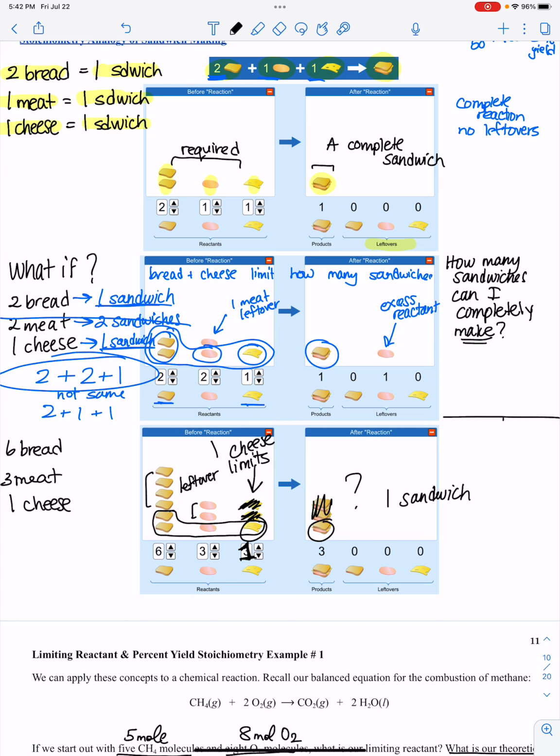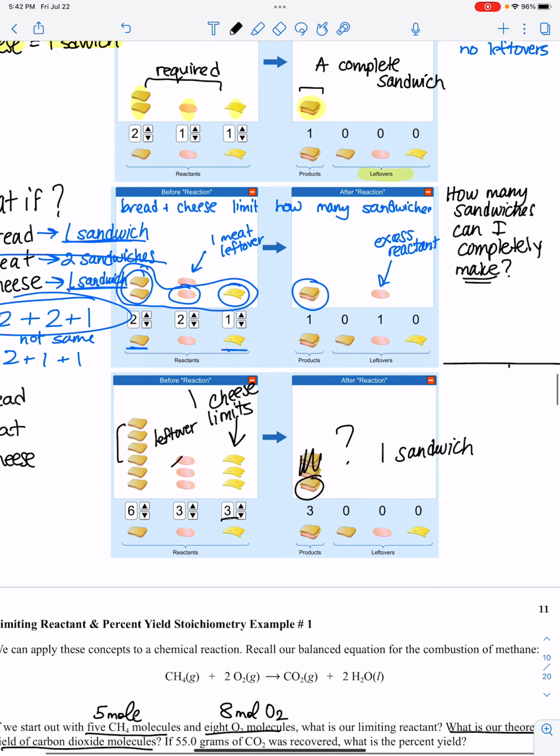If I only have 1 slice of cheese, then I could really only make 1 complete sandwich. The same could be said if, let's say I only had 1 slice of meat. So let's say I don't have this meat, and I have these 3 cheeses. If I had 6 slices of bread and only 1 meat and the 3 cheese, well, that meat is going to limit how many sandwiches I could make. And I'm going to have 2 pieces of cheese left over and 4 slices of bread left over.